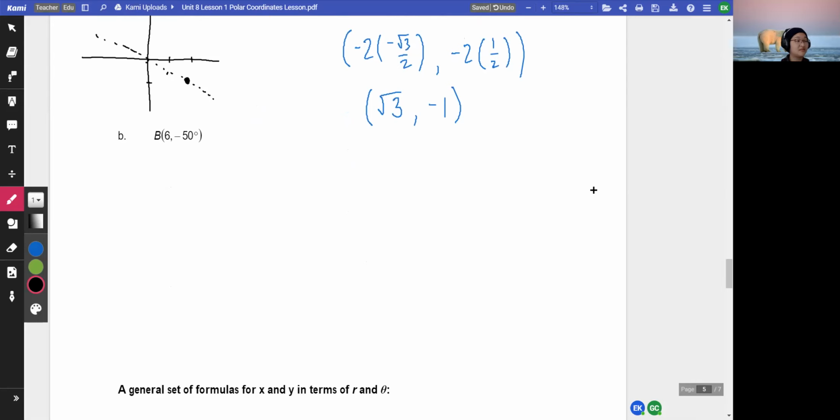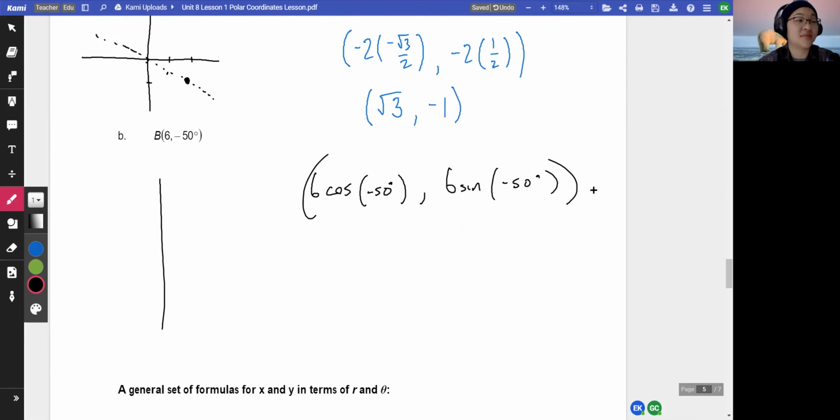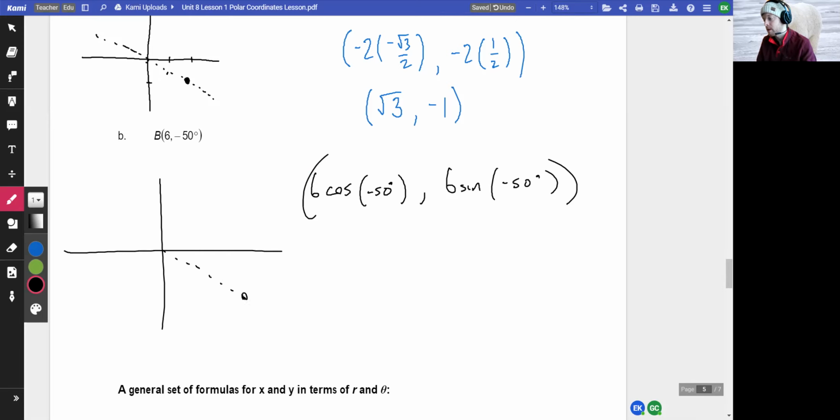-50 degrees. Oh, we might need to break out a calculator. 6 cosine -50 degrees, comma 6 sine -50 degrees. Are you breaking it out? I'm getting MATLAB because my calculator still doesn't have batteries. So we got -50, which is down here, and we're going to go in the direction of -50, so it's going to be way down here. 50 is bigger than 45, so let me go a little bit more than halfway.